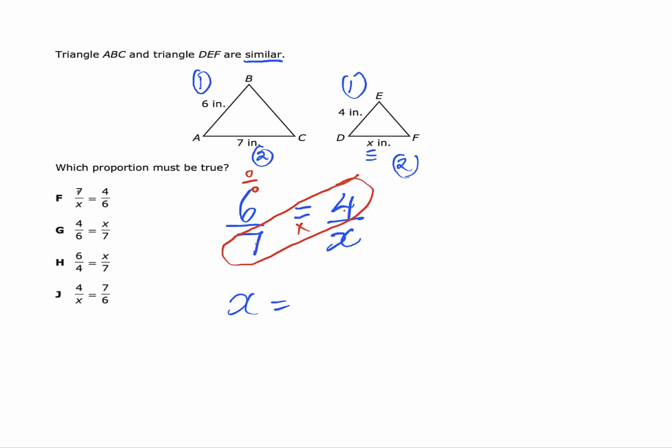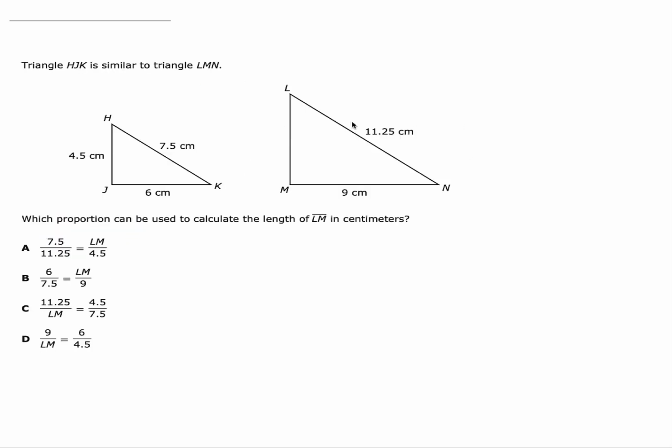Let's look at F. This says 7 and 6. Let's eliminate F. Okay, let's look at G. We have 4, we have 7. I don't care what order they're in. Notice what's diagonal here as well, 6 and X. So our answer choice is G.